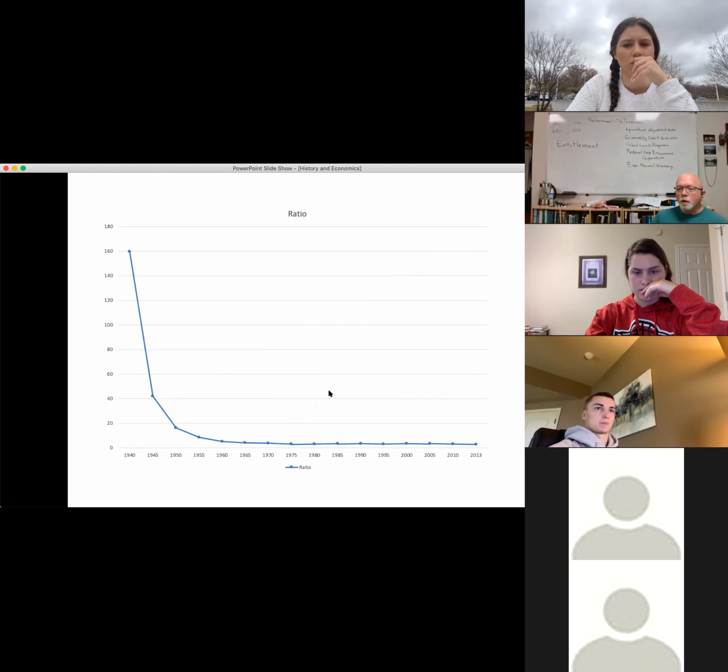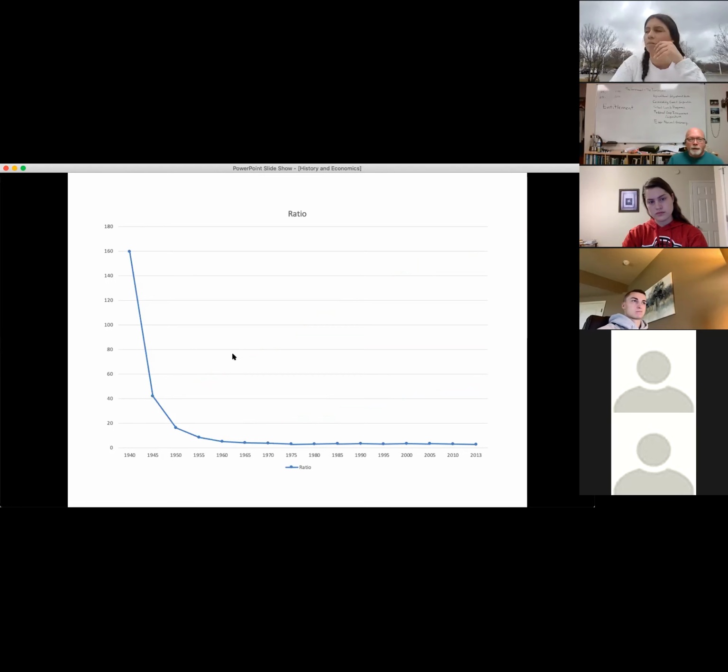This is the ratio of workers to beneficiaries over time. So during this time when there were tons of workers to each beneficiary, what should have been happening to the amount of money that the Social Security Administration has at its disposal? I'd say the more workers, the more money. Yeah, the more workers relative to beneficiaries you have, the more money you have coming in because you're not really paying all that much money out.